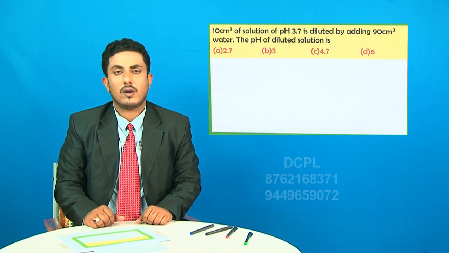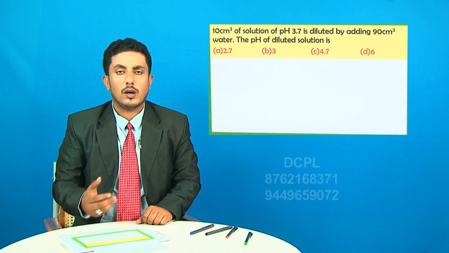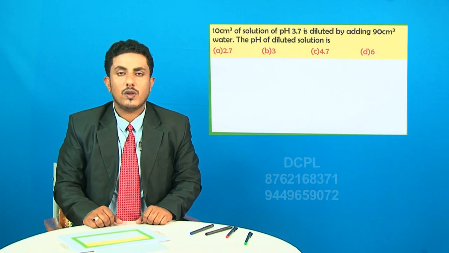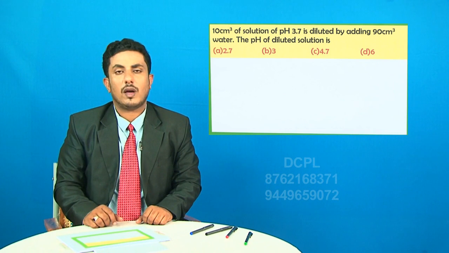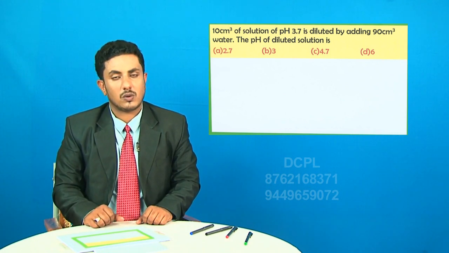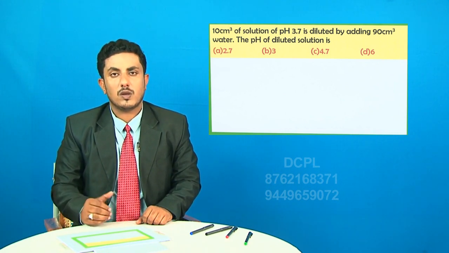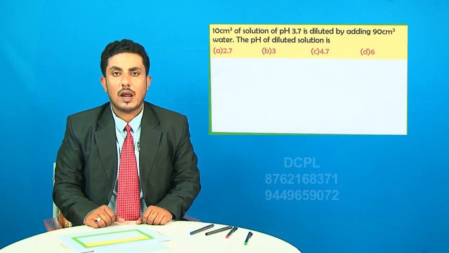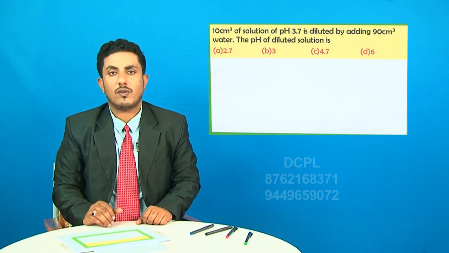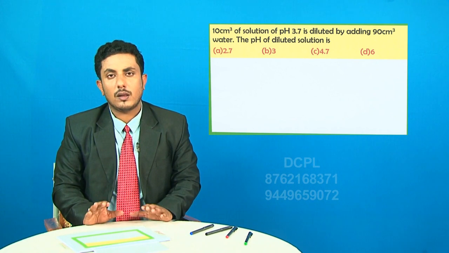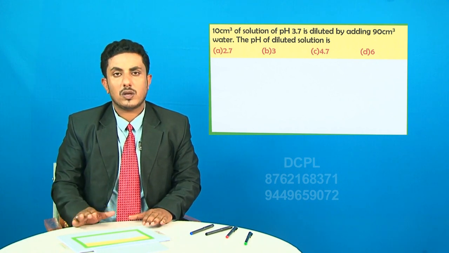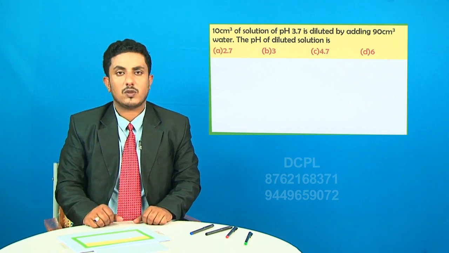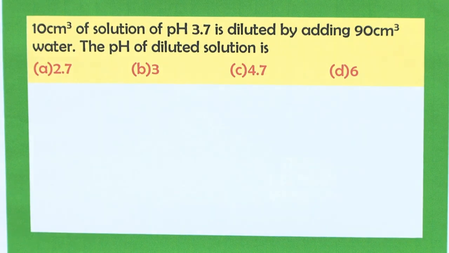or the molarity after dilution can be calculated by using the formula M1V1 = M2V2, where M1 is molarity before dilution, that is the concentration before dilution, V1 is the volume before dilution, M2 is molarity after dilution, and V2 is the volume after dilution. First we need to calculate the molarity after dilution, and then only we can calculate the pH of the solution. So let us start the solution of the problem.